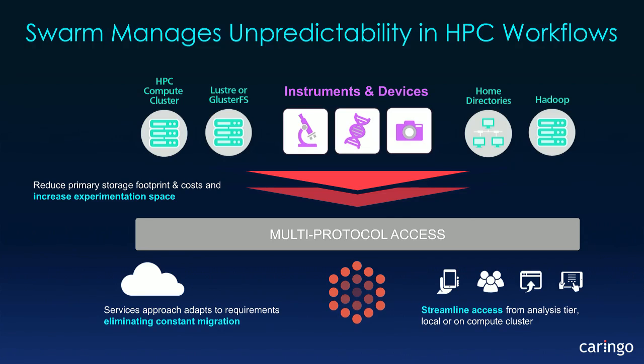It could be individual instruments or devices that you need to take data from and ingest, user home directories, Hadoop, you name it. The whole goal of this is to unify the storage and as a result, reduce the primary storage footprint and associated costs for your experimentation space and increase the overall availability of the storage space that is there for that purpose. And by taking this multi-protocol access approach, this cloud approach or services approach, you can easily adapt to the requirements of these various avenues of ingest that are coming in. You can scale up and scale out over time without any downtime as a result.